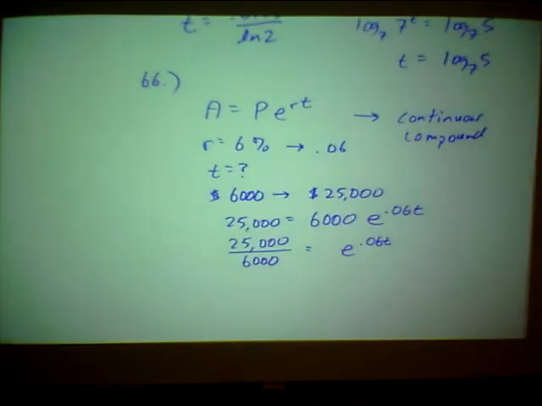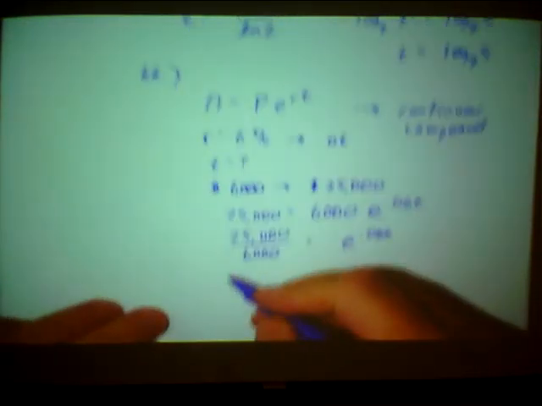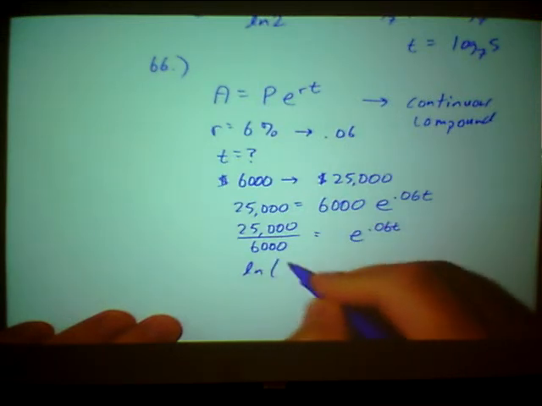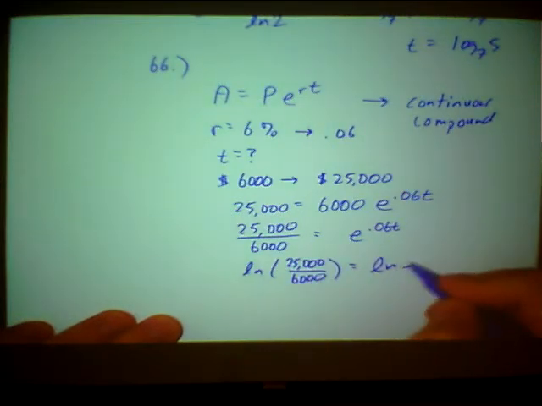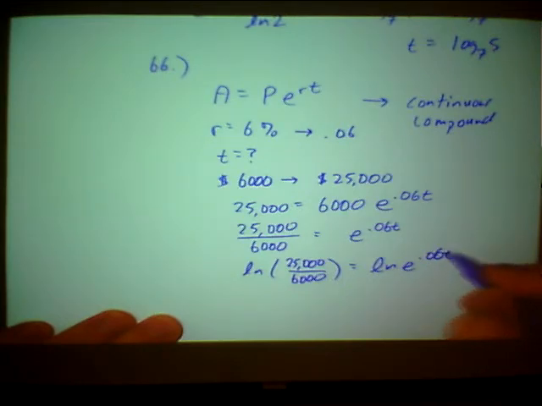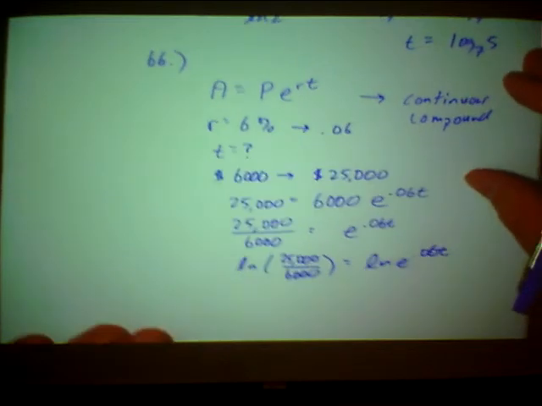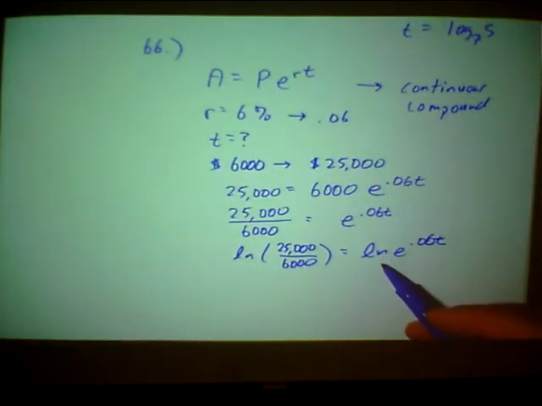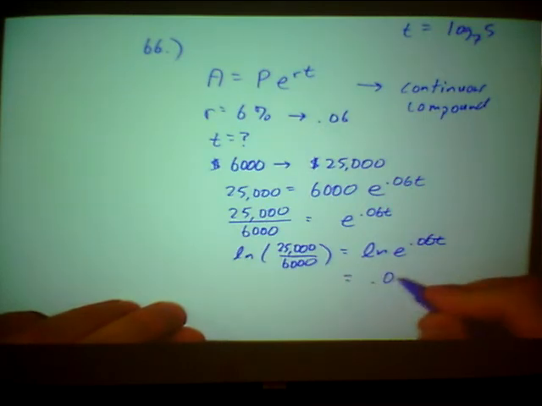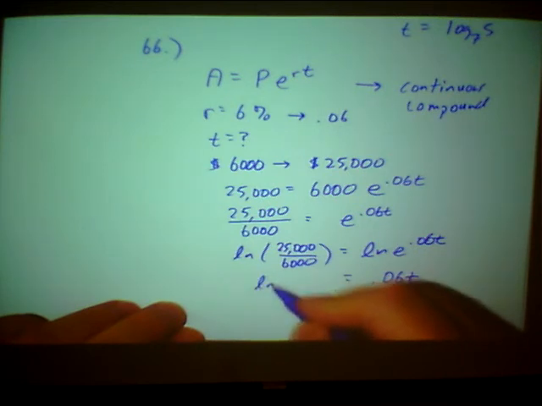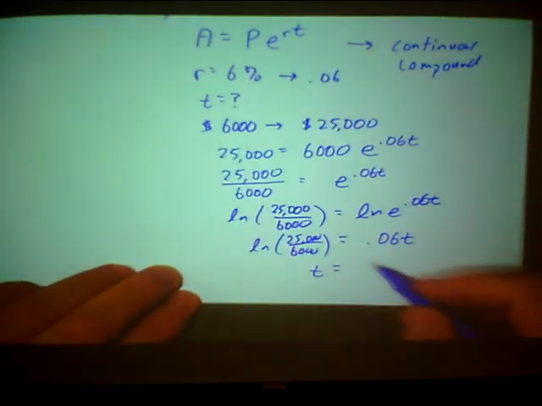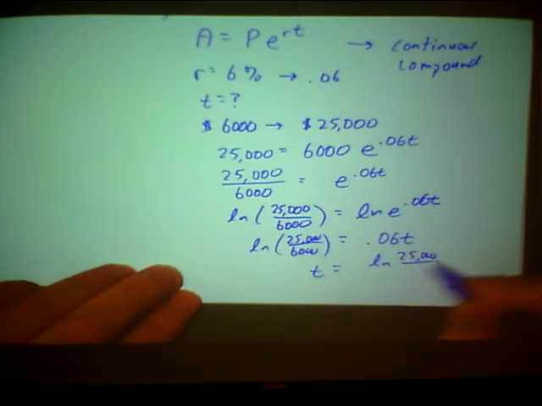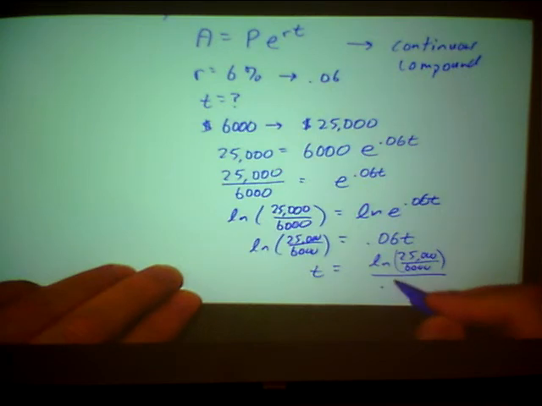And now, since my base is E, I realize, you know what? If I take the natural log of both sides of this equation, and on the right, now we apply our special rule that says you're taking the log of an exponent and the base of the log and the base of the exponent are the same. It just equals the exponent. So the right-hand side is 0.06T. The left-hand side is this natural log of 25,000 divided by 6,000. I can finally solve for T, the natural log of 25,000 over 6,000 divided by 0.06.